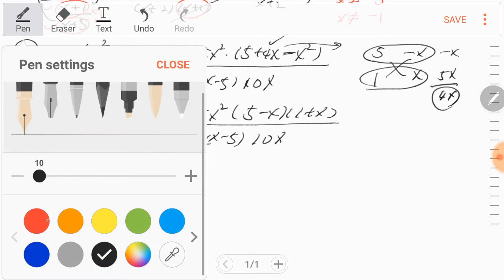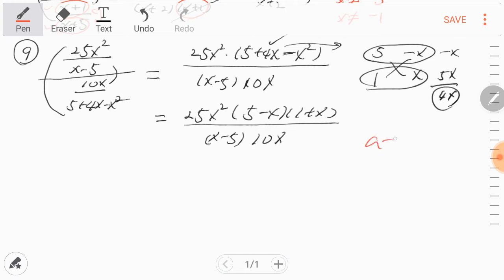Okay, do you remember last time? For the subtraction, if you switch a minus b, then you have to put the negative sign. So 5 minus x, this is x minus 5. If you switch this one, then it becomes x minus 5. So we gotta put the negative sign. So actually this cancels out and becomes negative.